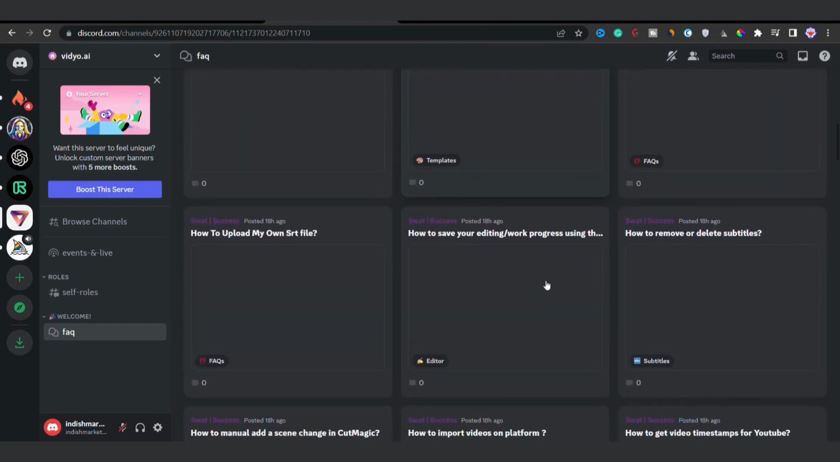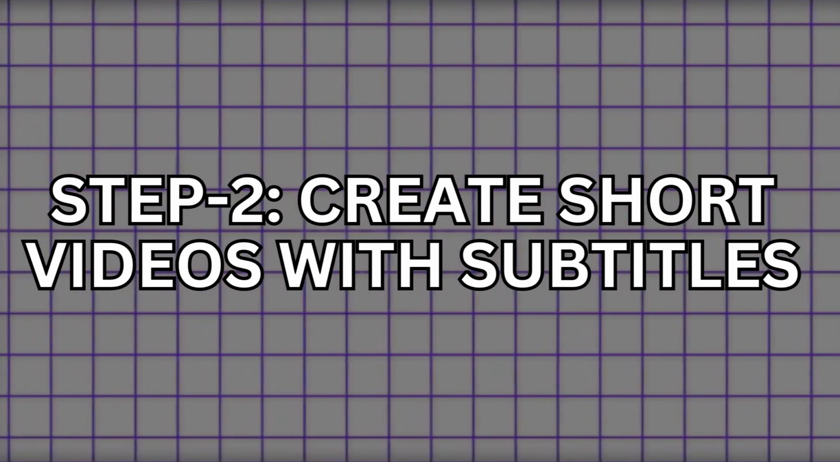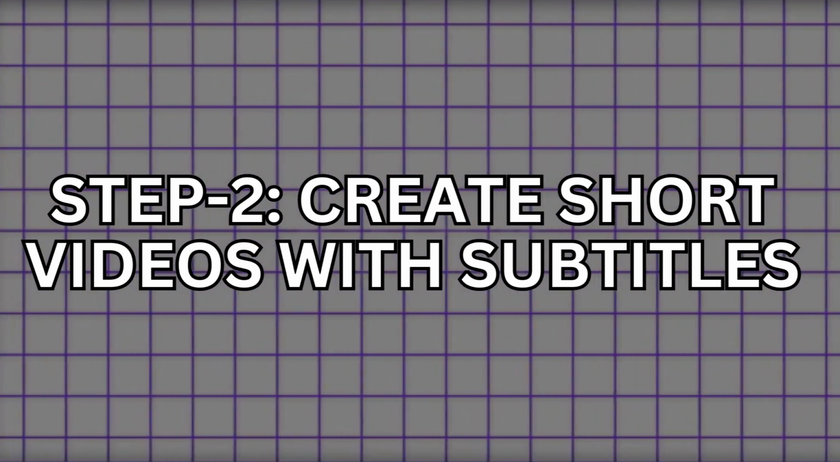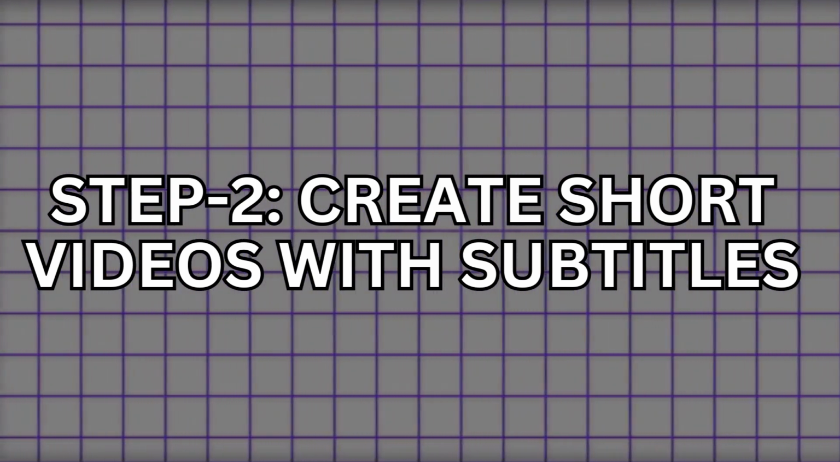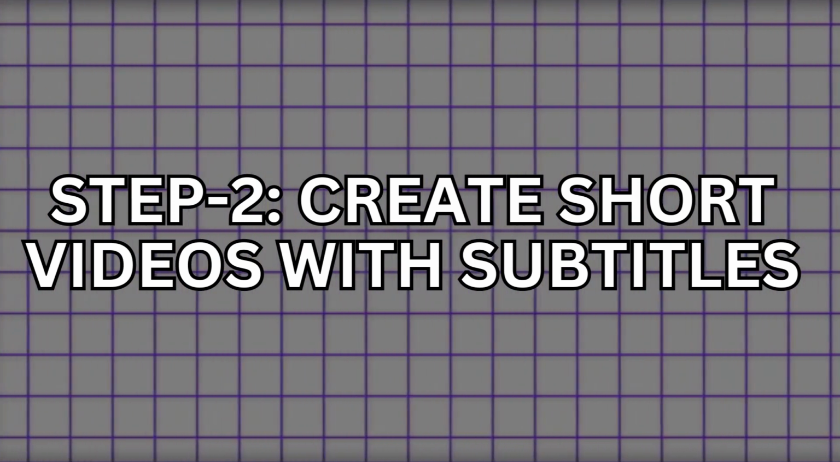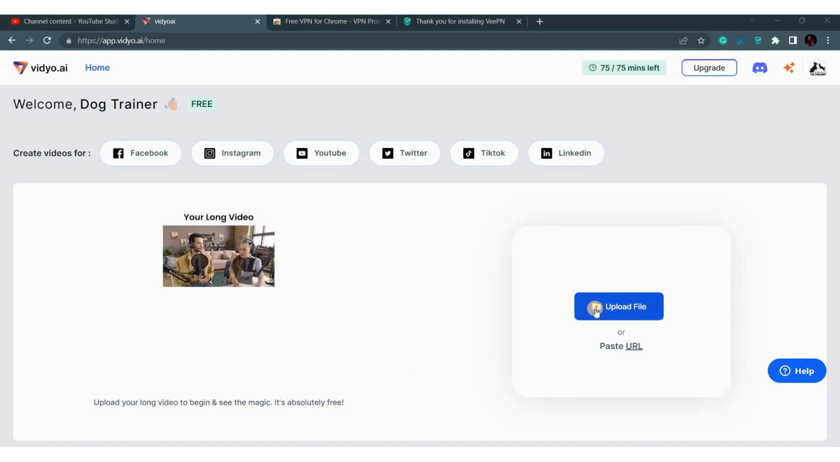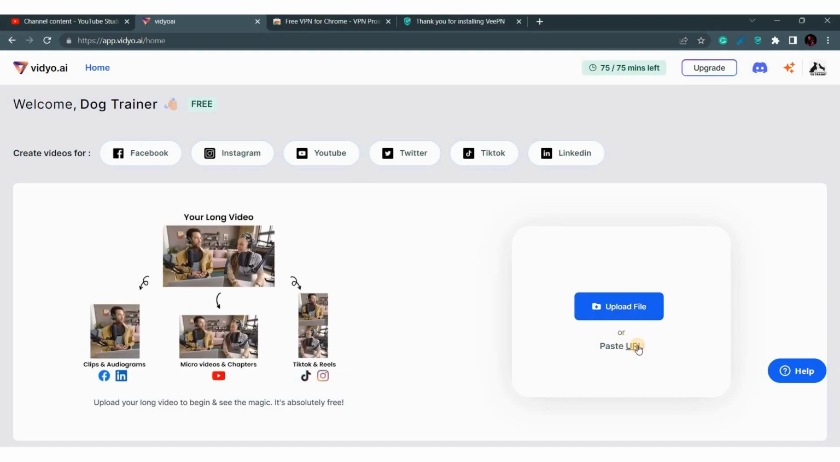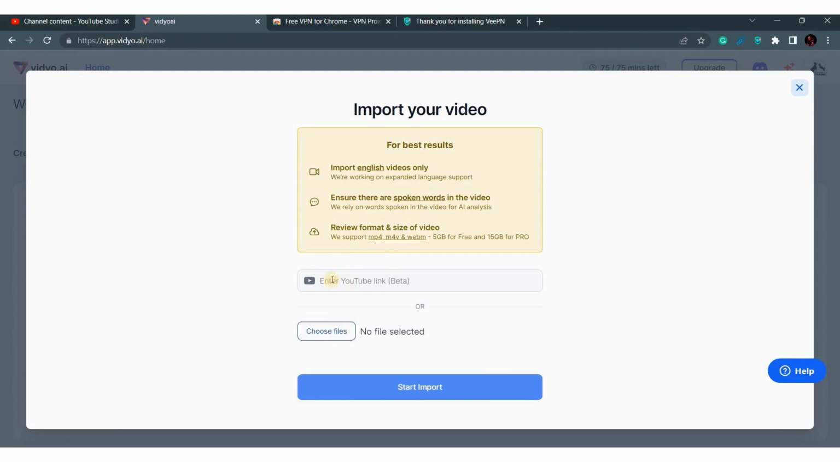Now let's move on to the next step, which is creating and repurposing our first short video. Whether you want to add subtitles to your short videos or repurpose long videos into shorter clips with subtitles, follow these steps. Click the upload file button to upload your video file. Alternatively, you can directly share the link of the YouTube video by clicking on paste URL.